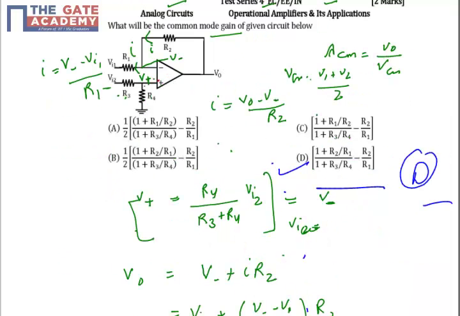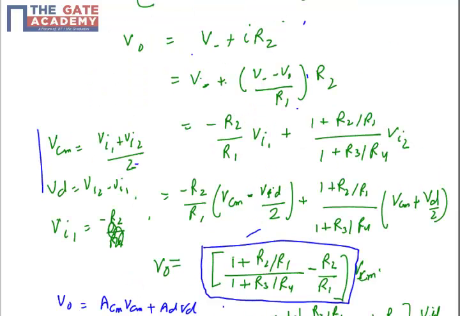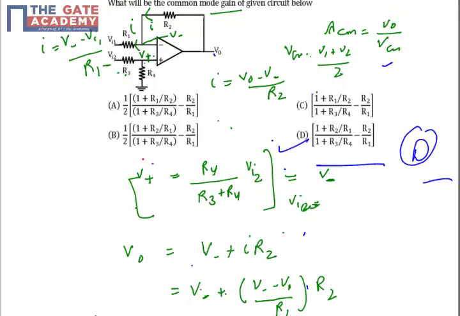So the idea is that we need to find the expression for the relationship between V0 and VI1 and VI2. Use the virtual ground and all the properties of the op-amp, then use the voltage relationships defined for differential voltage and common mode voltage, the CMRR property, and use them to get the answer. Okay, thank you.